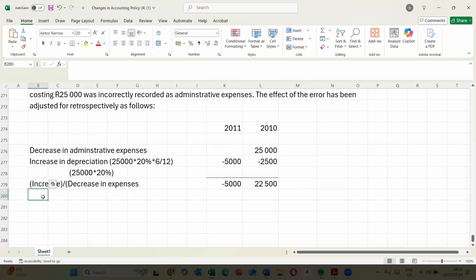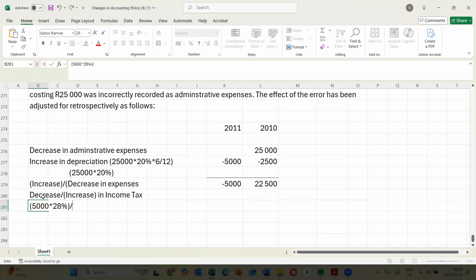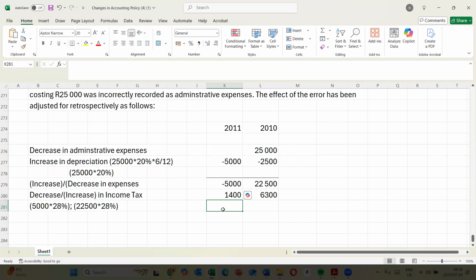And then what is the effect of this on the income tax? If you increase your expense, we can agree the income tax goes down. So you have a decrease, or increase, in income tax. How are you going to account for that? You have 5,000 times 20%, and then the next one is 22,500 times 20%. Then you calculate your net effect there. This one will be a minus.